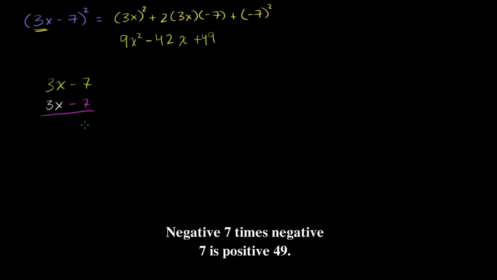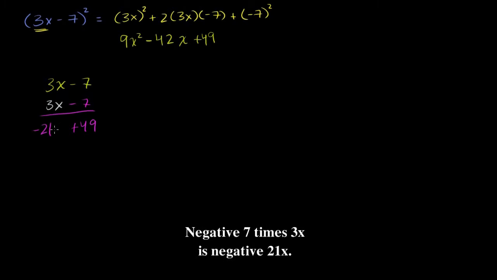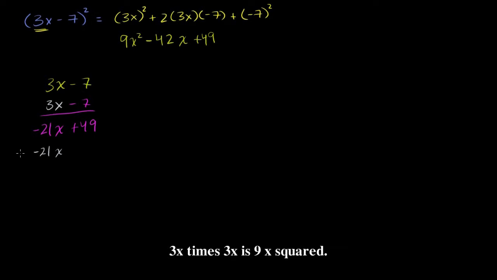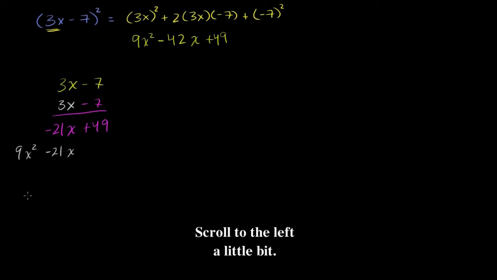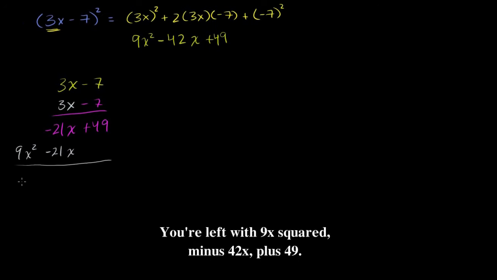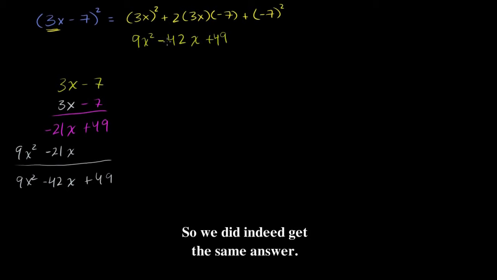Negative 7 times negative 7 is positive 49. Negative 7 times 3x is negative 21x. 3x times negative 7 is negative 21x. 3x times 3x is 9x squared. Let me scroll to the left a little bit. Add everything. You're left with 9x squared minus 42x plus 49. So we did indeed get the same answer.